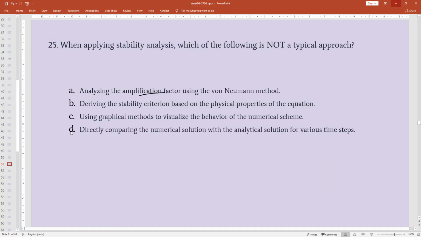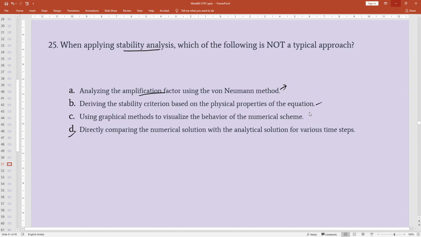Yes, you are right. Option D is our answer. So the question is about the application of stability analysis, which is not a typical approach. We have already seen that analyzing the amplification factor using the von Neumann method is a typical approach. Also, deriving the stability criteria using physical properties of the equation, that is CFL criteria and all such things, is a typical approach.